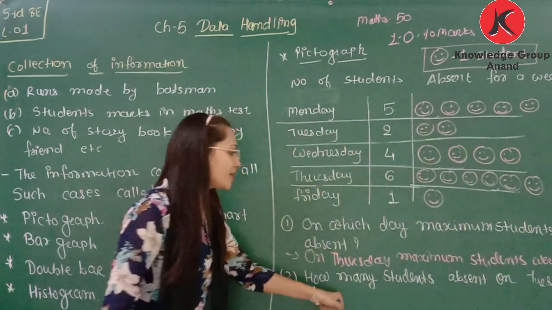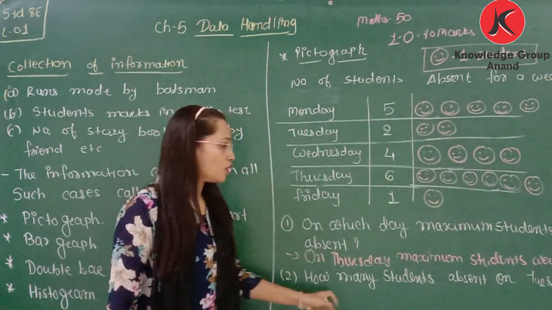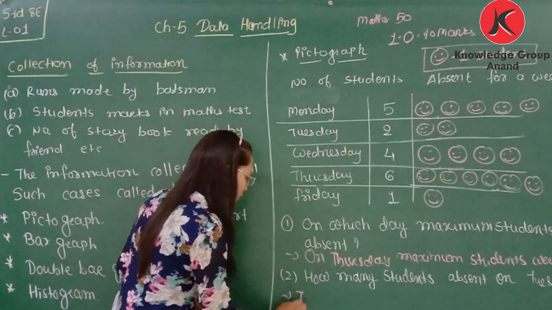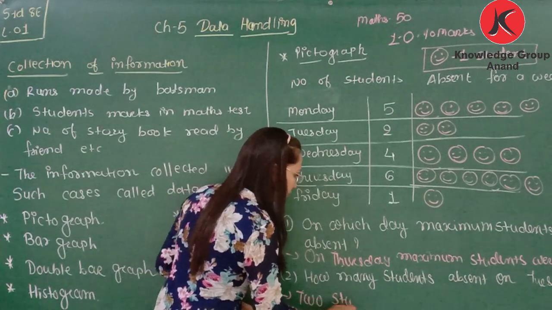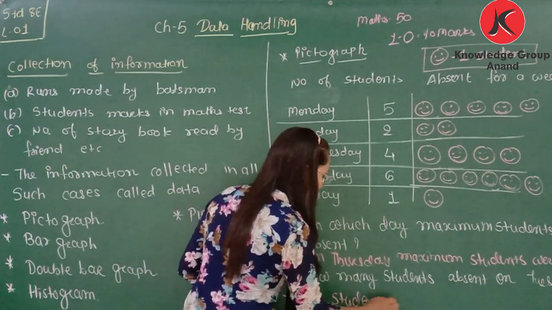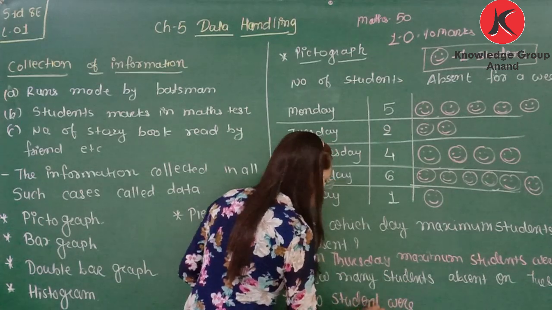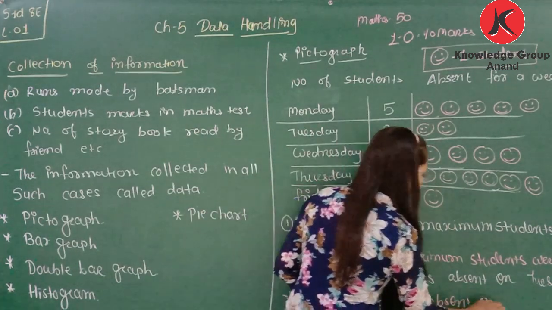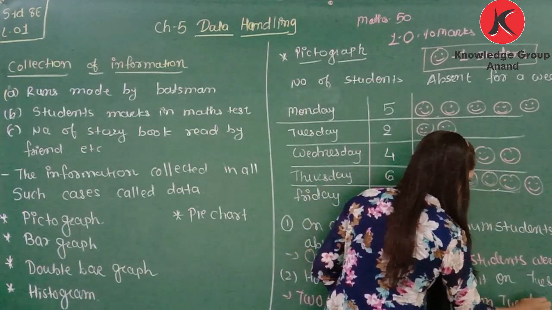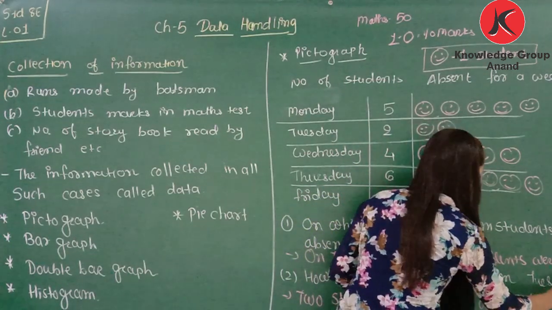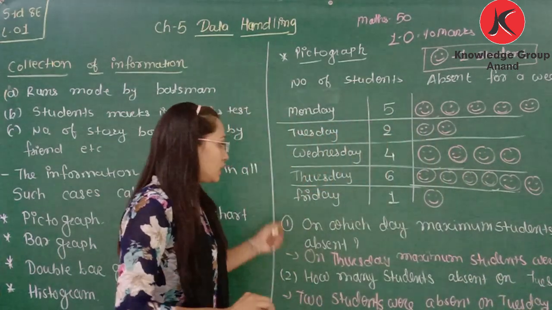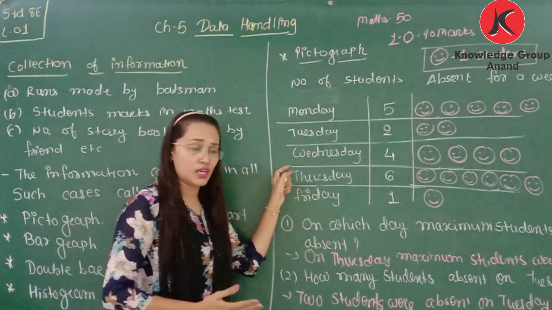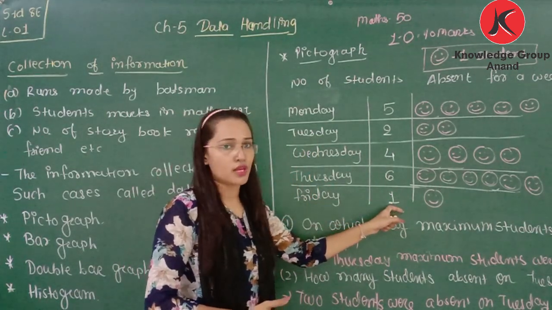Now next, how many students were absent on Tuesday? You can say 2 students were absent. So we can write 2 students were absent on Tuesday. Clear?